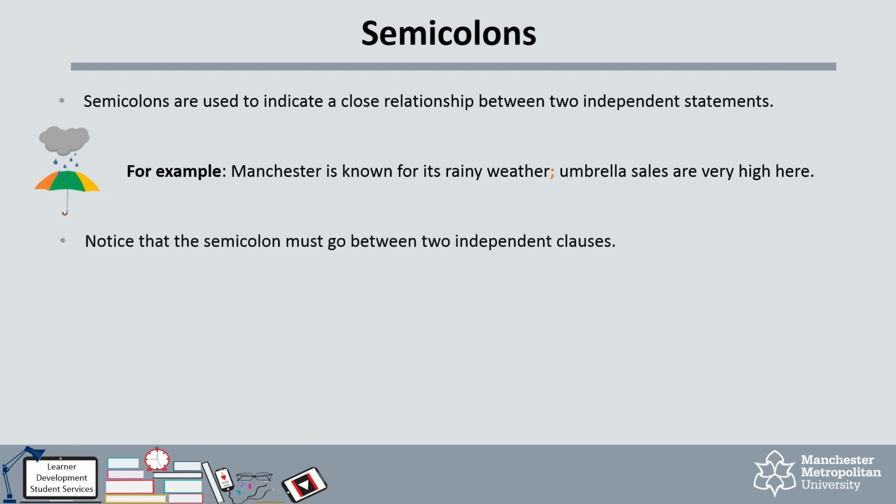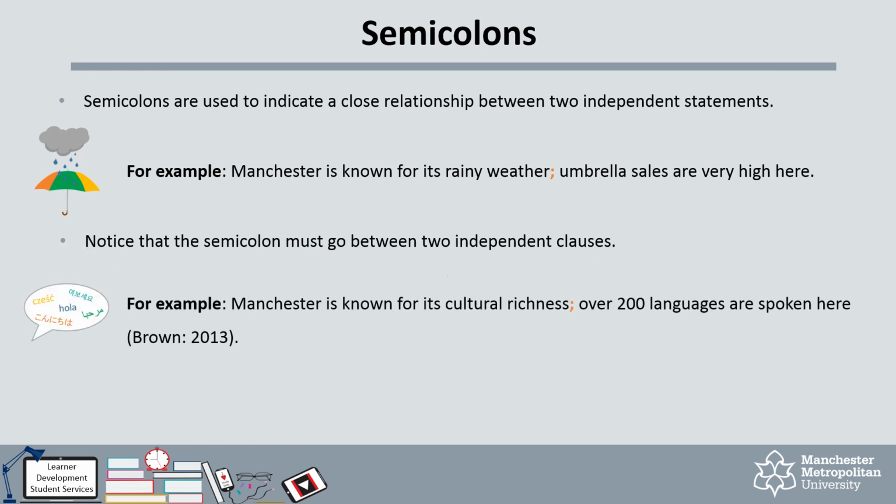Notice that the semicolon must go between two independent clauses. You could use a full stop rather than a semicolon here, as they are both full sentences. However, using a semicolon rather than separating them with a full stop implies that the 2 points are closely related. You can see another example here.